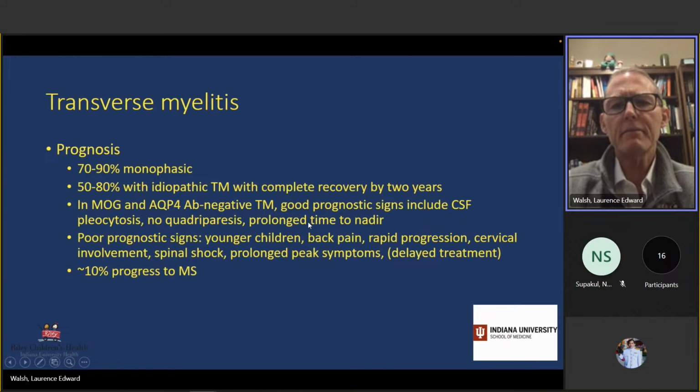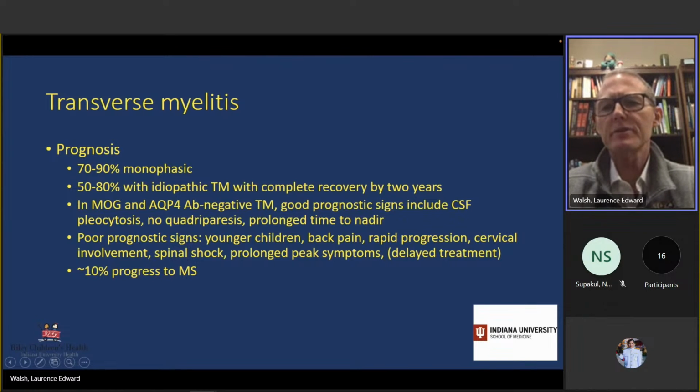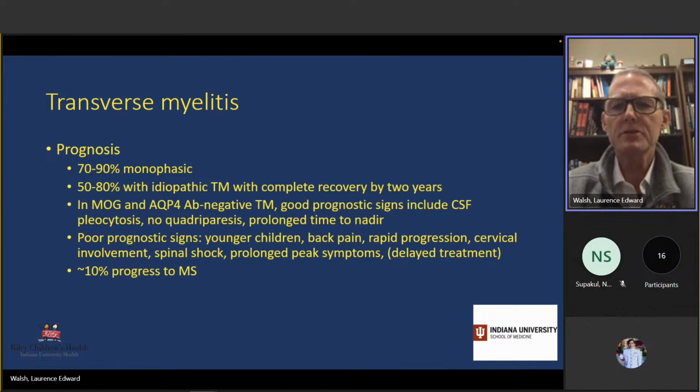We want to see that it takes them a long time to get to their worst. Conversely, if they are very young children, if they have rapid progression and more severe symptoms, then it's a worse prognosis. And about 10% of these children will go on to develop multiple sclerosis.